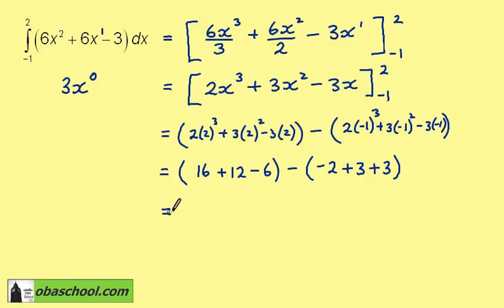Now evaluating, the first bracket, 16 plus 12 take away 6, is 22, and for the second bracket we get -2, add 3, add 3, which is 4, so we have 22 take away 4, which is 18.